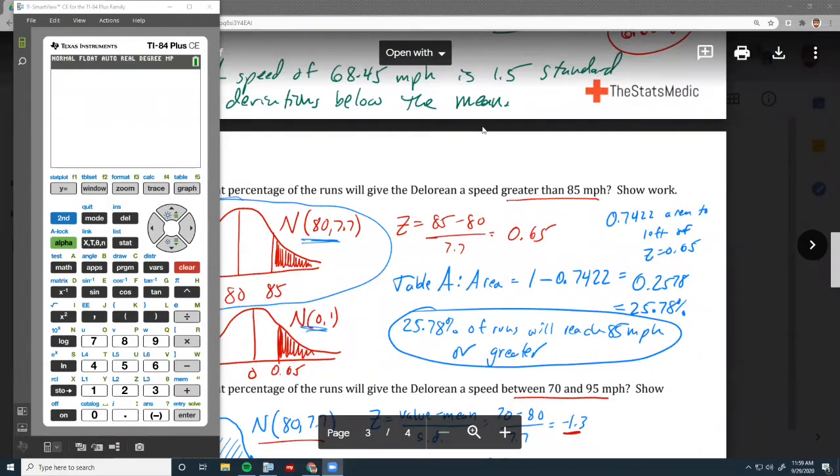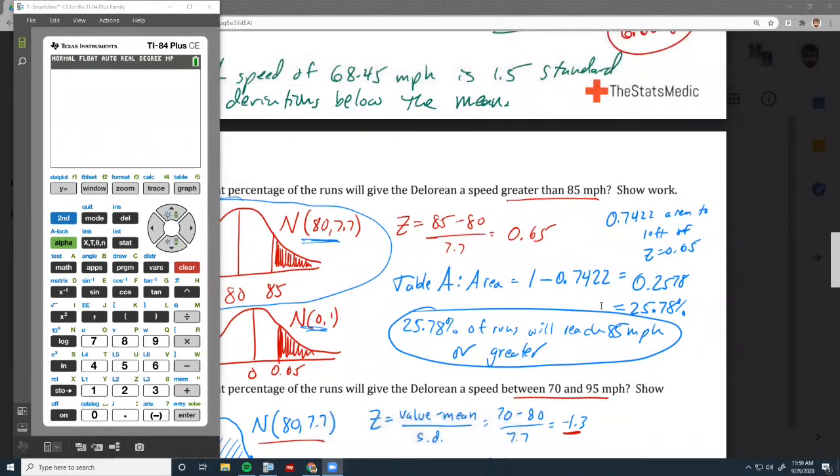Okay, so now that we've looked at how to compute this 25.78% via table A and via Desmos, let's talk a little bit about how to do it on a TI-84. We have been living in the stat menu so far. This one actually lives in the blue distribution menu. So you want to hit second and go to distribution. This one we will want to do with command number 2 where it says normal CDF. That's normal cumulative density function.